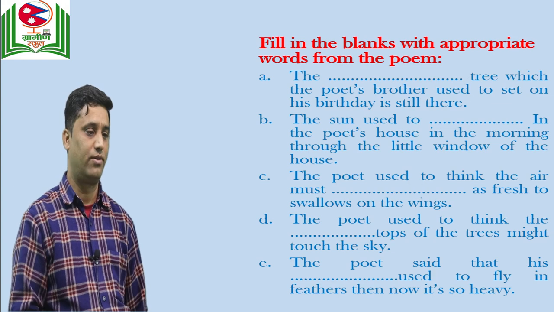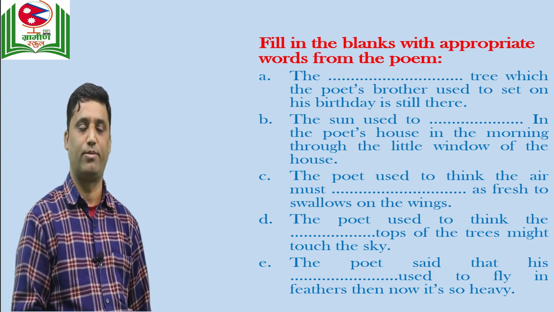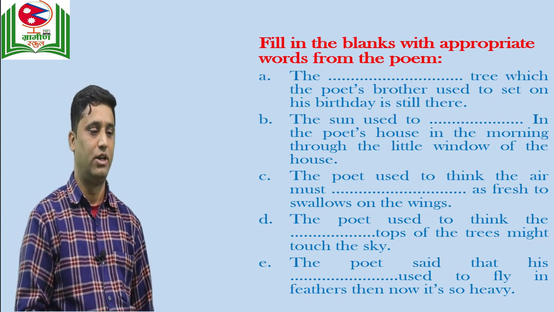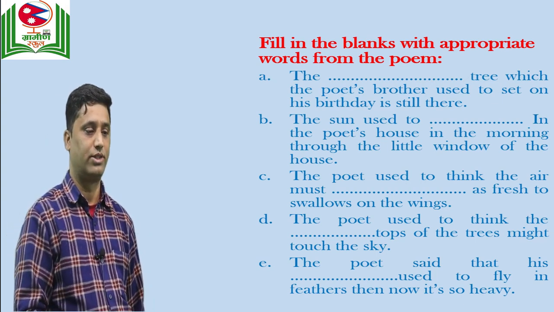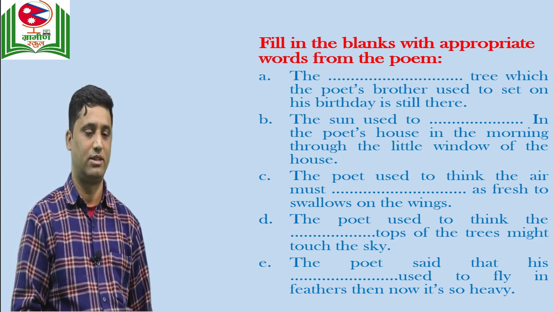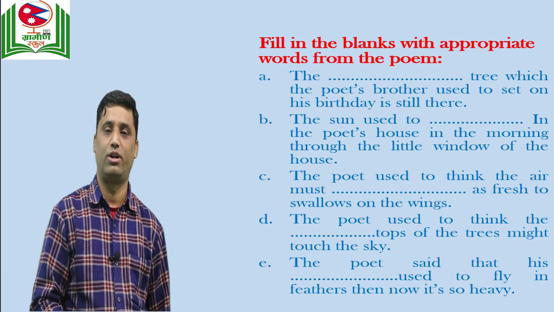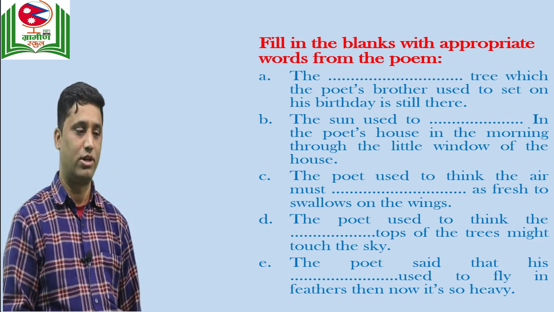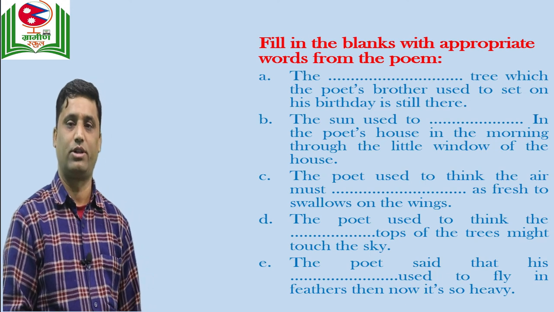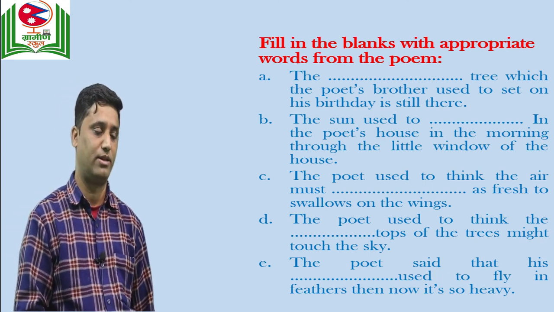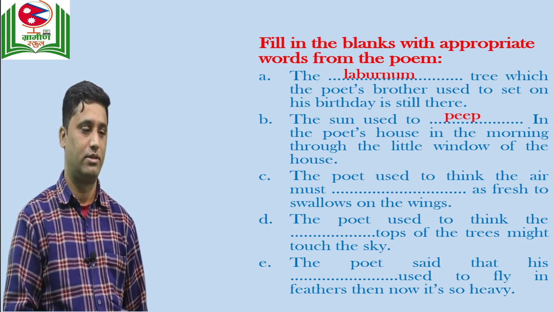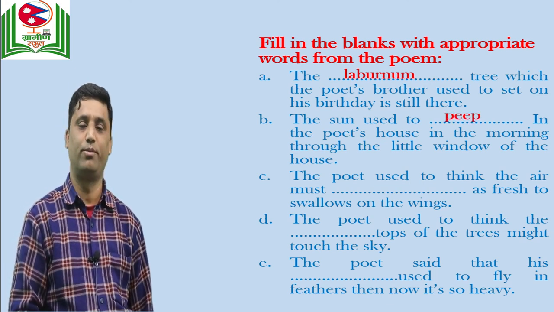Now let's go for fill in the blanks with appropriate words from the poem. The blank tree which the poet's brother used to set on his birthday is still there. You can easily guess. And in your poem also, the words to be used here are bold-faced. If you see the bold-faced words there, then it will be easier for you to find the answer. The answer is laburnum.